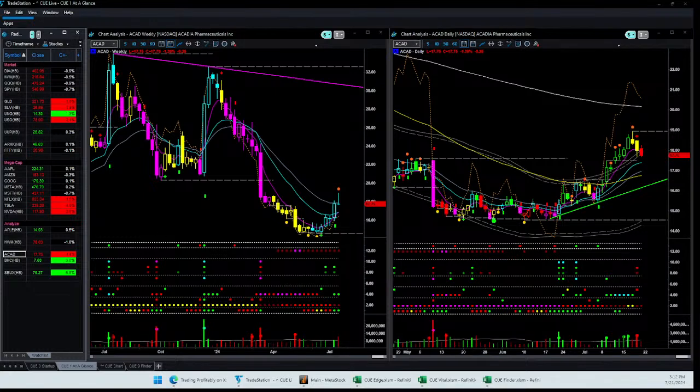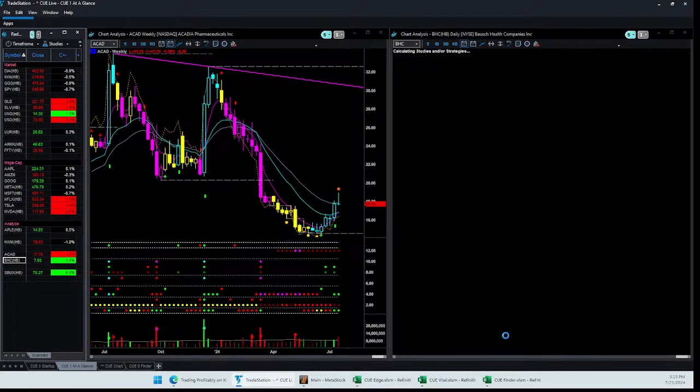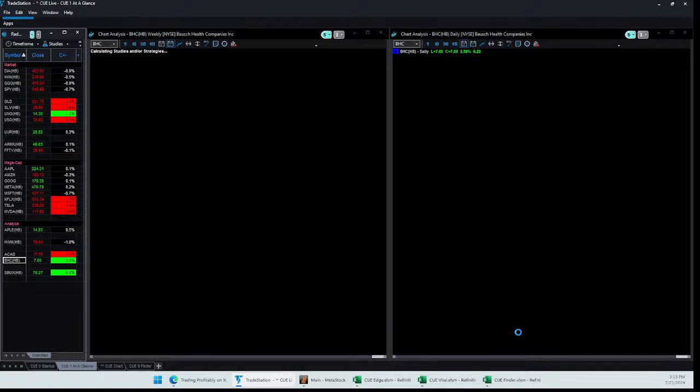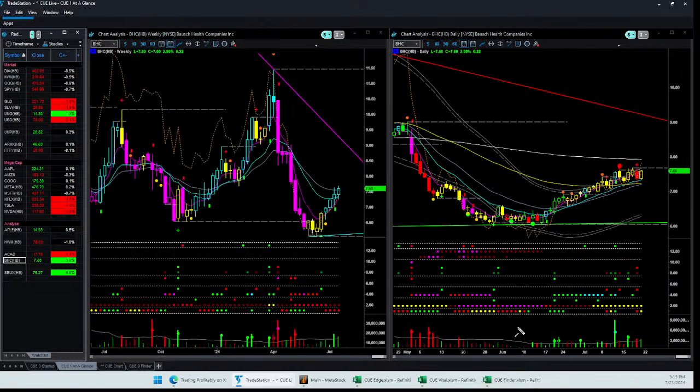How low was too low? Price extreme low was too low in this case. How low is too low is also jump thrust low, which came in BHC, Bosch Health Companies. How low is too low? Jump thrust low. And often jump thrust low comes with price extreme low.